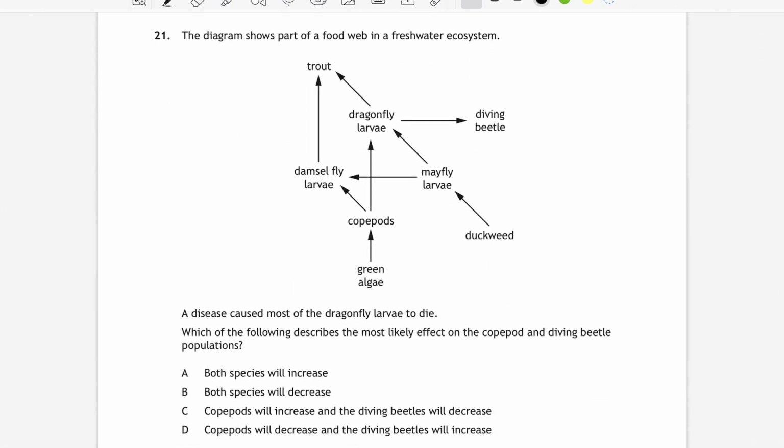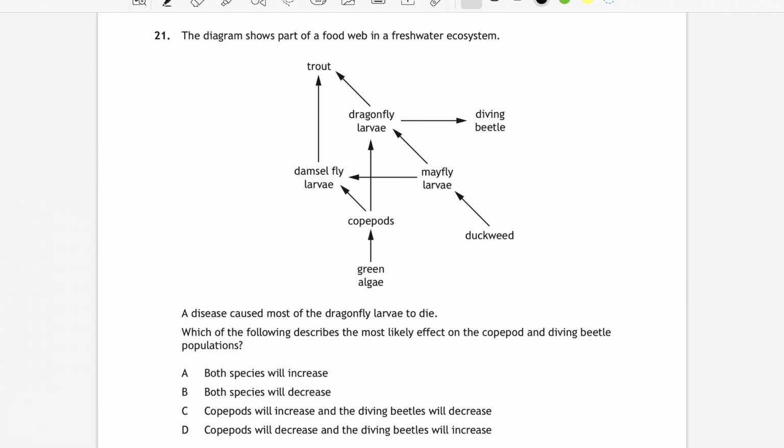Now, question number 21. The diagram shows part of a food web in a freshwater ecosystem. A disease caused most of the dragonfly larvae to die. Which of the following describes the most likely effect on the copepod and diving beetle populations? So we've got A, B, C, and D. Let's see you work through it again. Pause it. Okay, back at it with question 21 then. If you've had a go, let's see how you get on.